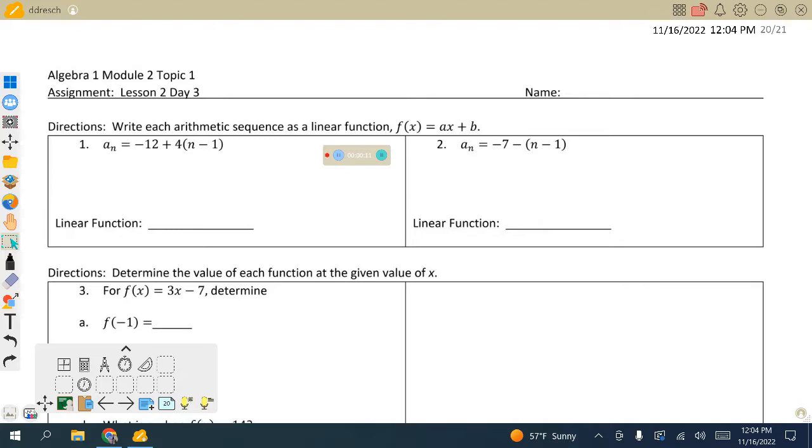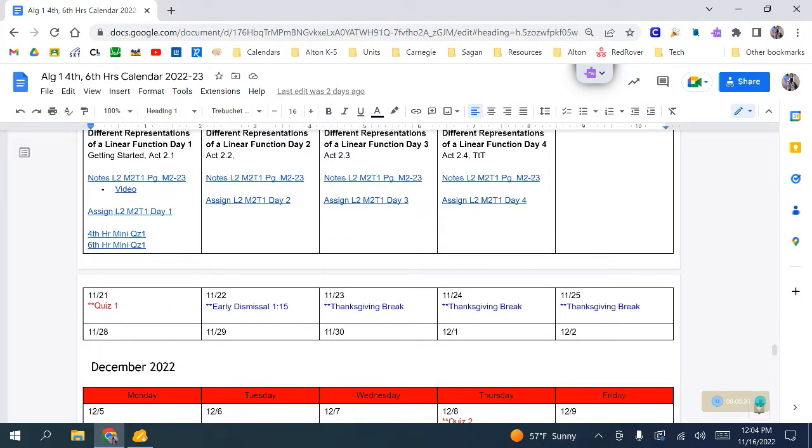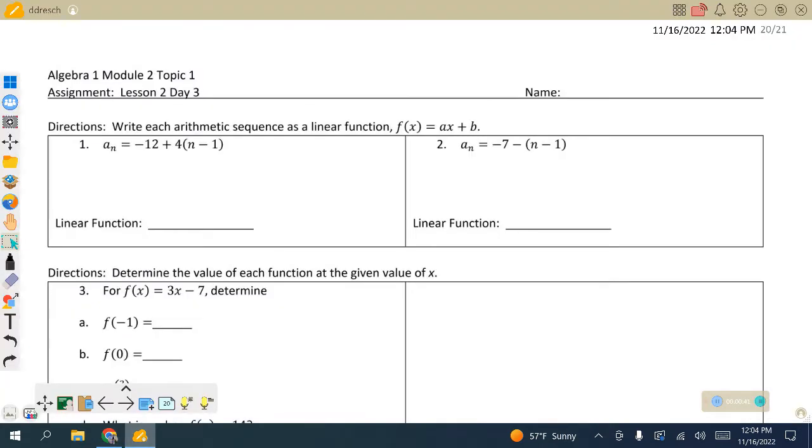All right, one more time, guys. Get out your books, please. Let's pick up where we left off on selling t-shirts from yesterday, okay? So today we're going to continue working on those word problems. And then after that, this week, we're going to quiz on Monday over stuff that we've been looking at, okay? So let's get back into your books.